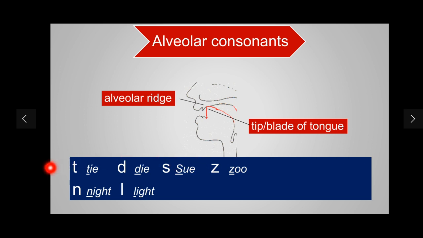And then we have also n and l. So n, by place, is alveolar. By manner, you can call it stop, for example, night. And by voicing, it would be a voiced consonant sound. And then we have the sound l. By place we can call it alveolar, and by voicing it is a voiced consonant sound. And by manner we call it a liquid consonant sound.